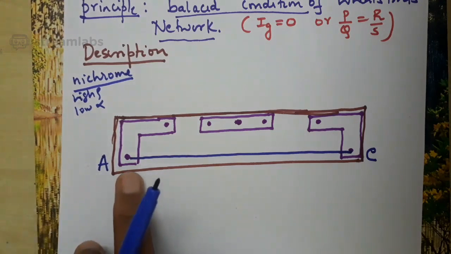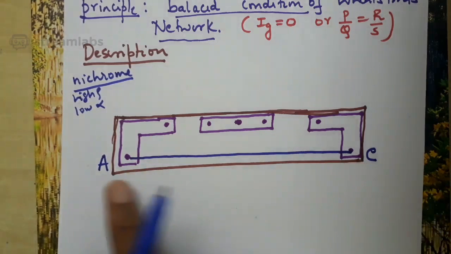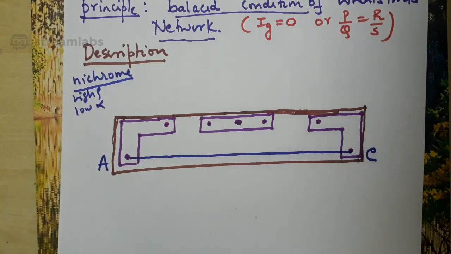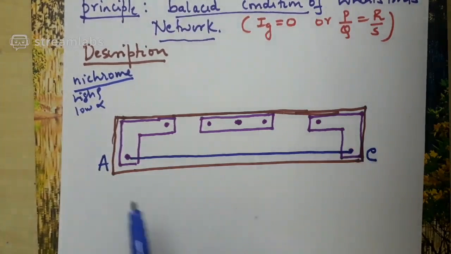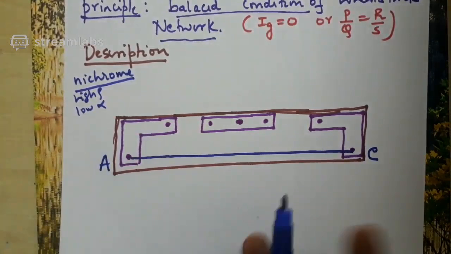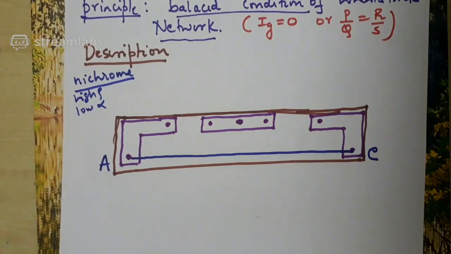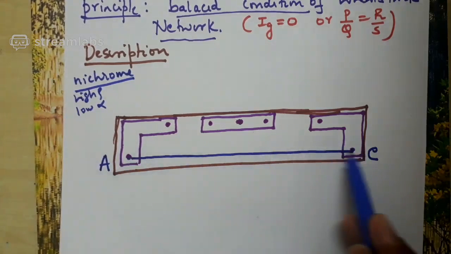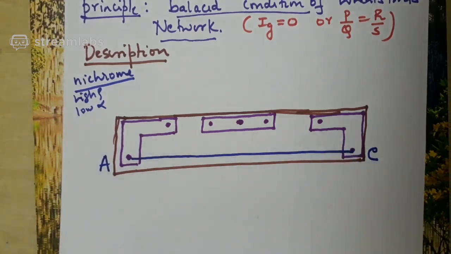For your kind information, this nichrome or constantan or manganin alloy which is fixed between A and C, whose length is 1 meter, can have a resistance of nearly around 100 ohm. Only 1 meter length of this nichrome can have a resistance of 100 ohm. That is from A to C. Of course, there is a 1 meter scale also just below this wire to measure the length, fixed on the wooden frame. This is the meter bridge. Nothing special you can make out.